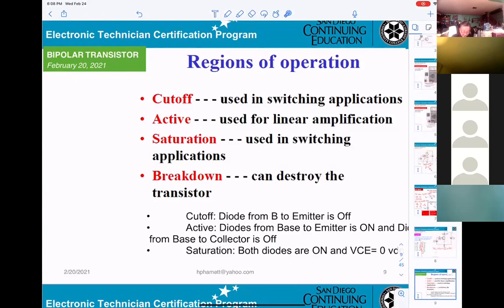Okay, now cutoff: the diode from the base to the emitter will be off. You already know you have the transistor here.